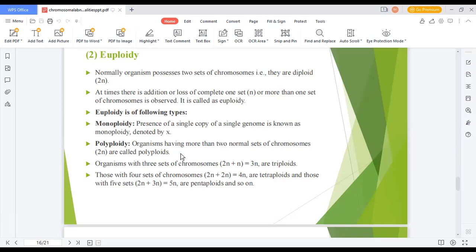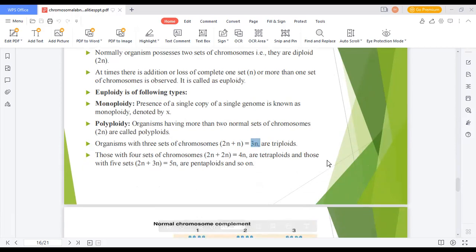An organism or a plant having more than 2 normal sets of chromosomes, they are called as polyploids. So polyploids mean an additional set is added to the diploid. So one additional set of chromosome is added to the diploid, it becomes triploid, 3n. So 2n add 2n is 4n, that is tetraploid. So pentaploid, hexaploid, like this. So in addition, the changes in the sets of chromosomes of an organism become polyploidy. So the polyploidy nature is very less in nature.